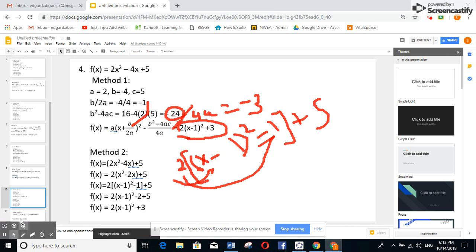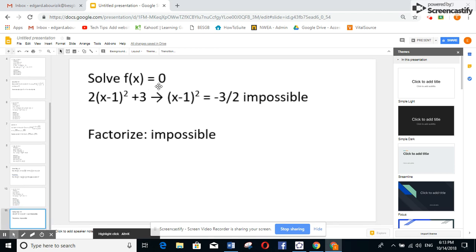Now if I want to solve f of x equal to 0, if you take the 3 to the other side, it will be minus 3, and then you divide it by 2. As you can see, here equal to 0, you're going to get a square equal to a negative number. Impossible. So can we factorize it? No, we cannot factorize it.